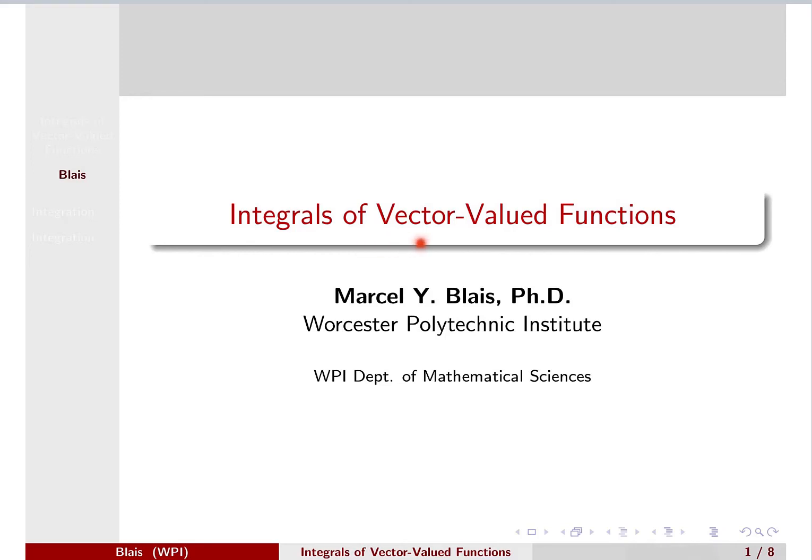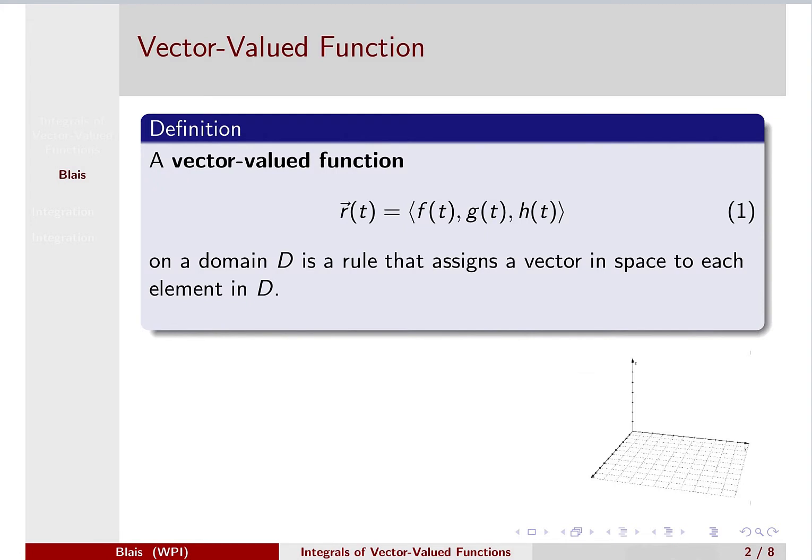In this lecture, we will be looking at integrals of vector-valued functions. So recall, a vector-valued function, r of t, is defined by these components, f of t, g of t, h of t, on a domain D, and it's a rule that assigns this vector in space to each element t in D. And we can think of it as the position vector that points to a particle as it traces out the trajectory along a space curve.